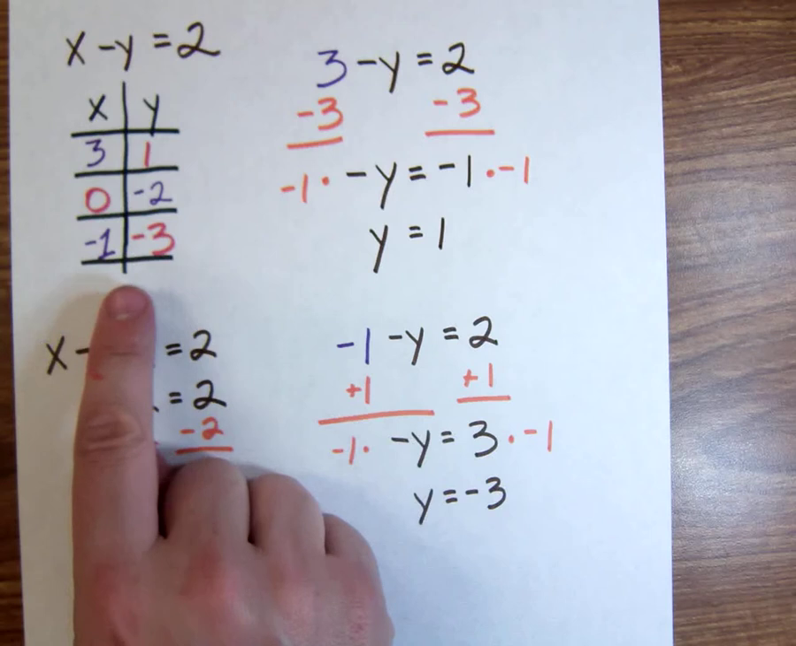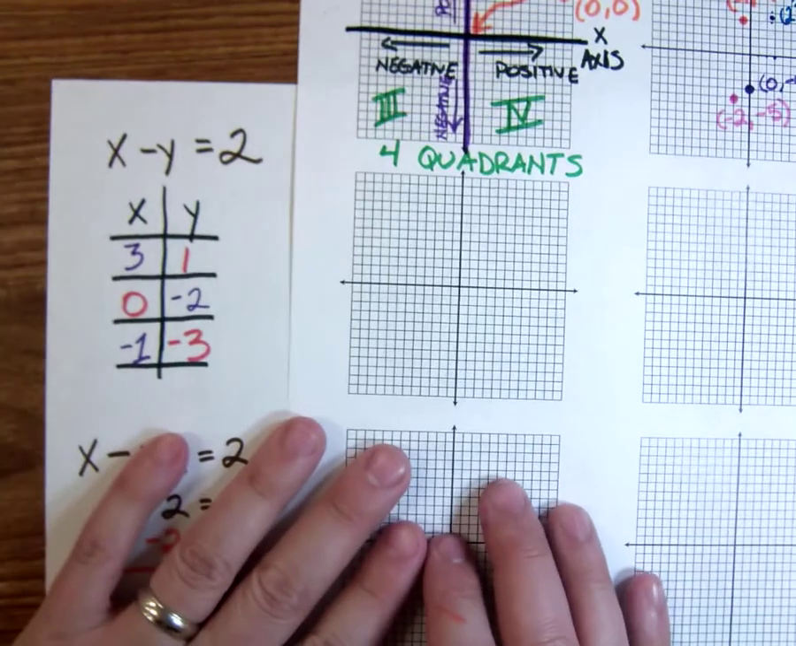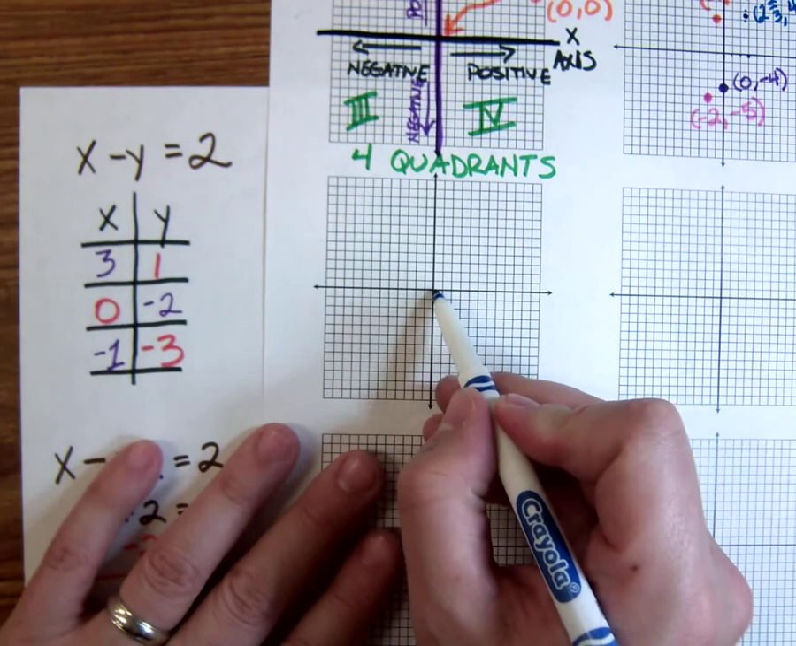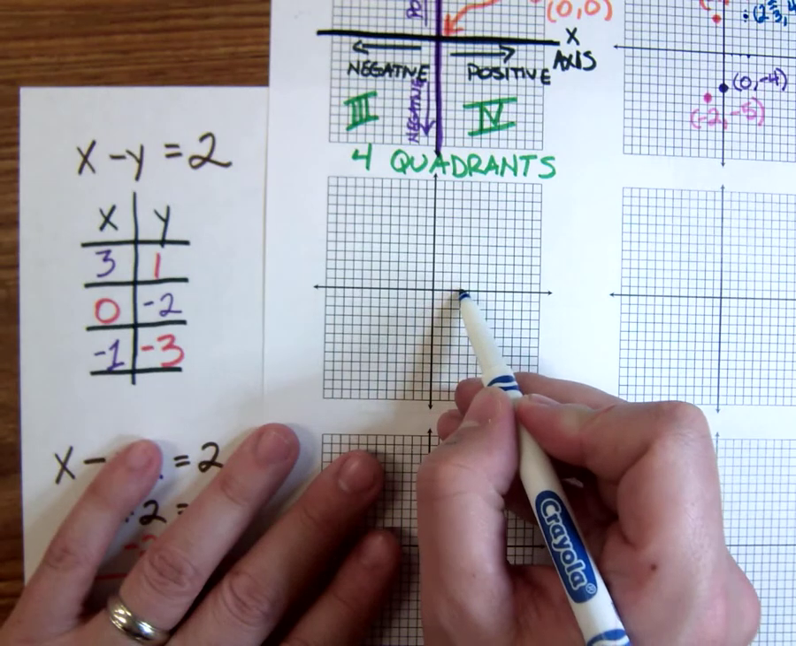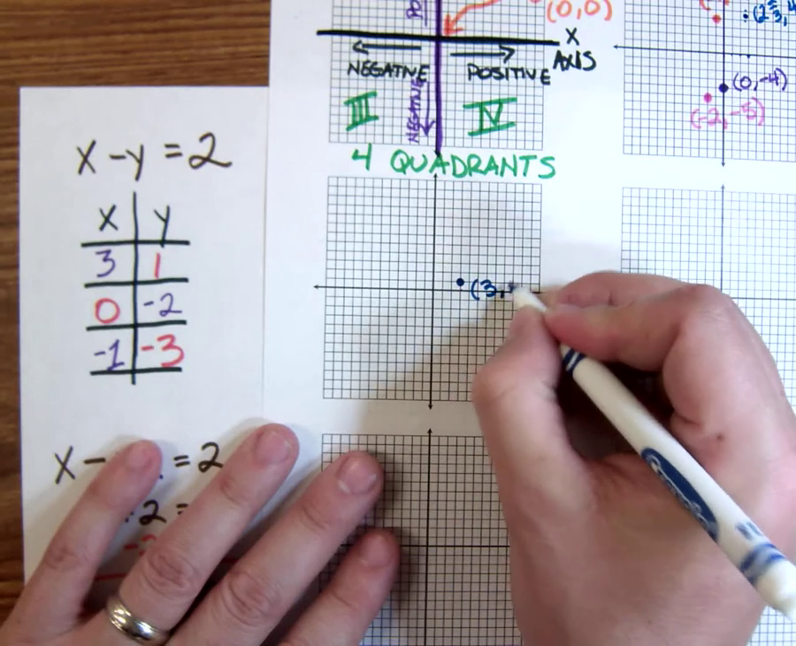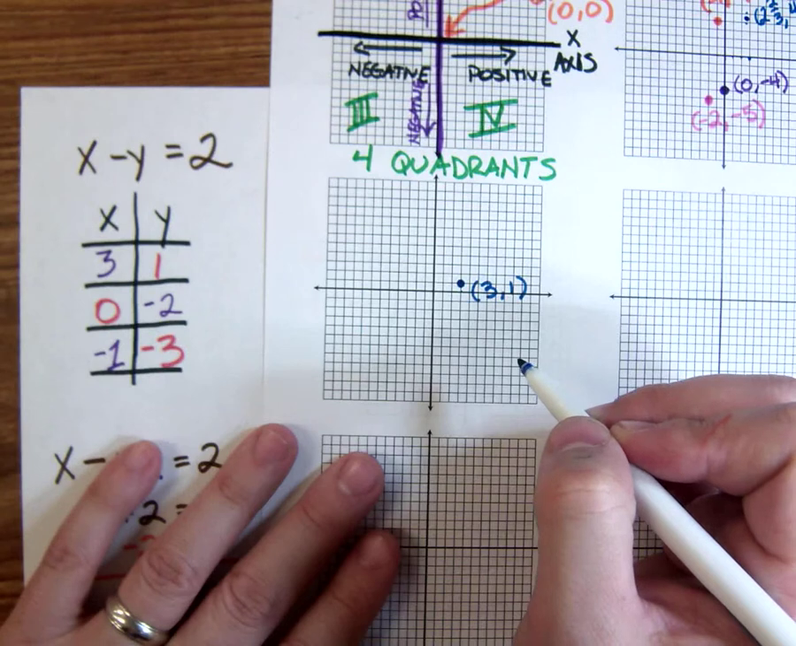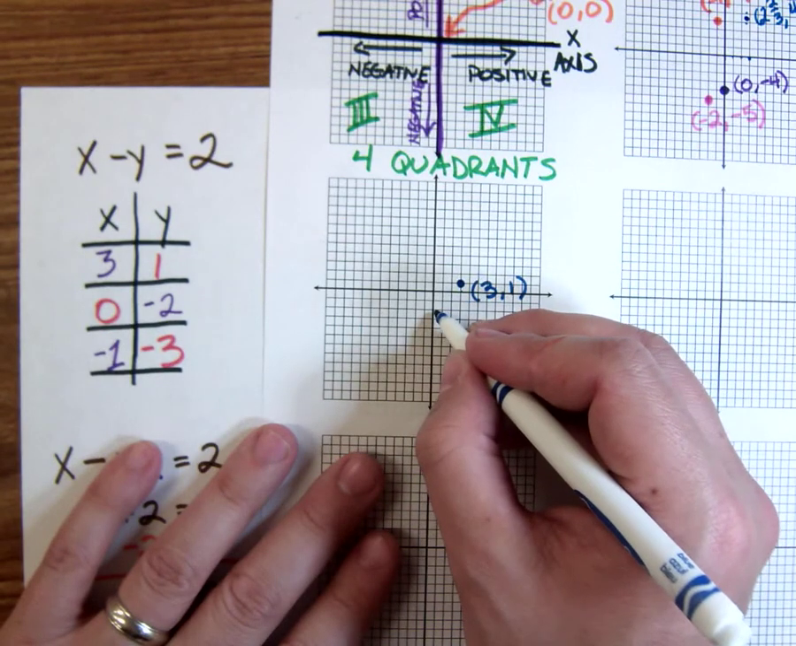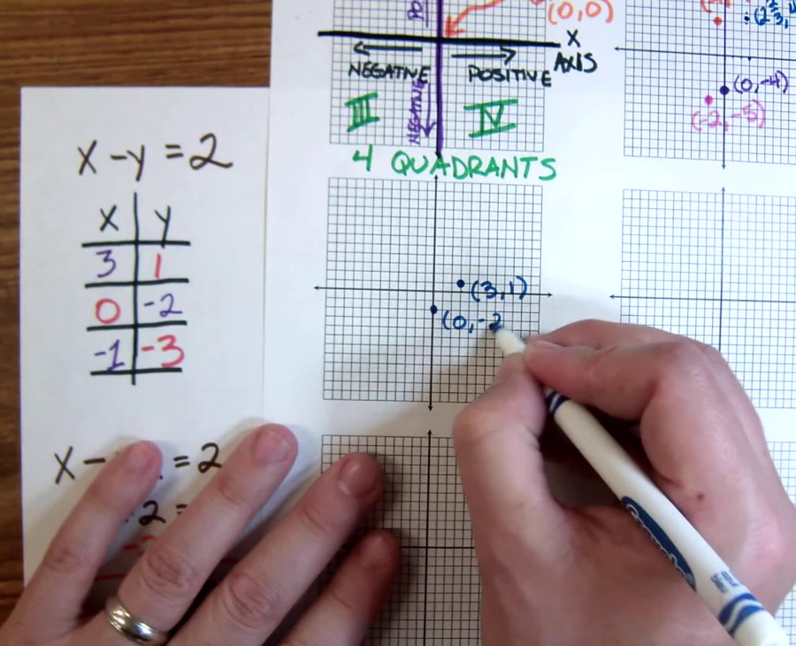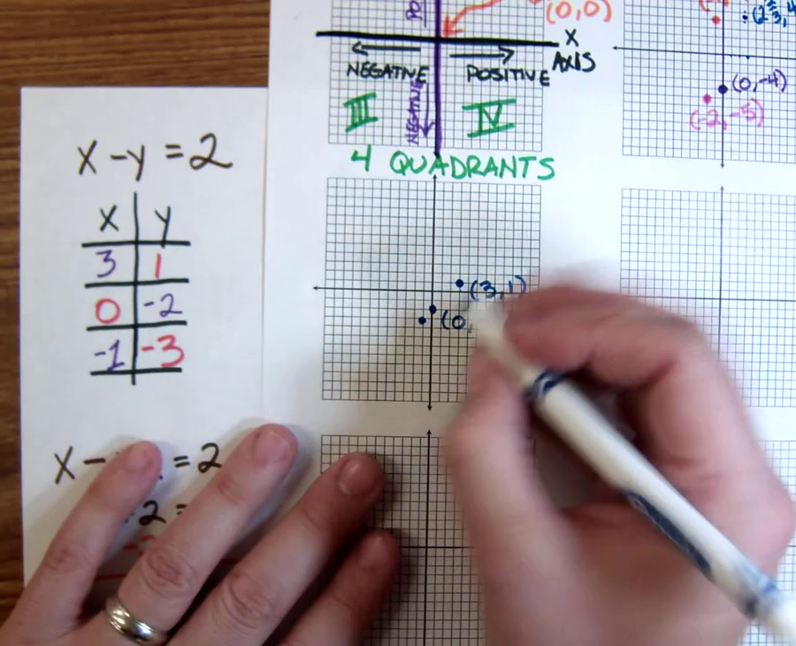Let's graph them. So go ahead and get your graph paper back out. And I'm going to put those 3 dots on my graph. So I'm going to do 3, 1 first. So remember, from the origin, we count 1, 2, 3 to the right and 1 up. There's 3, 1. Zero, -2 is going to be where? Down below. Down which quadrant? No, it's on the XY axis. It's on the y-axis. Good. I was trying to trick you, but you're too smart. And then -1, -3. Right there.